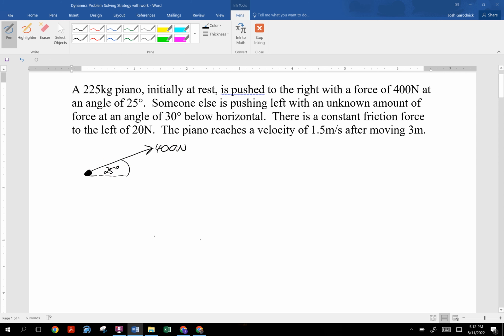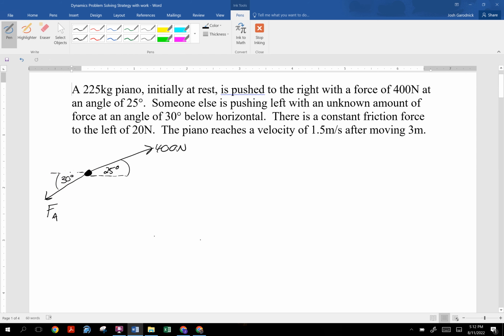Someone else is pushing left at an angle of 30 degrees below horizontal. We don't know what this force is. I'm just going to call it an applied force, F sub A, for applied. Some people put F question mark.